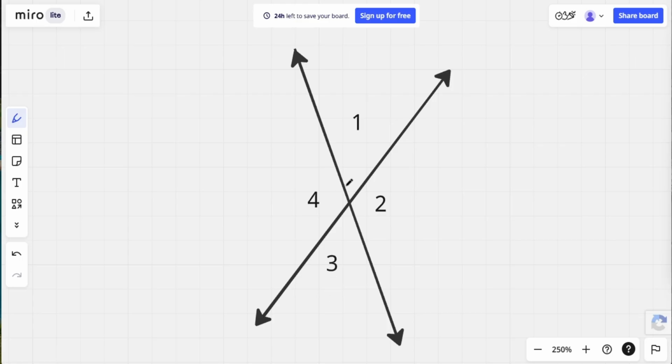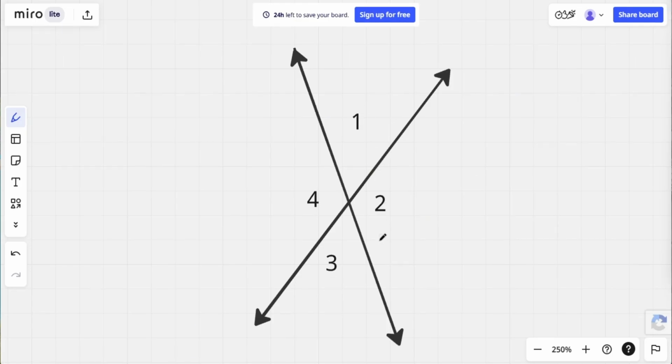These angles are called vertical angles. Angles 1 and 3 are equal, and so are angles 2 and 4. But how? Let's prove it.